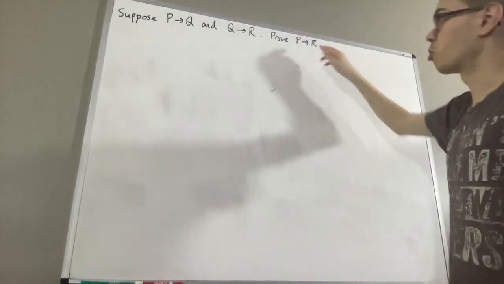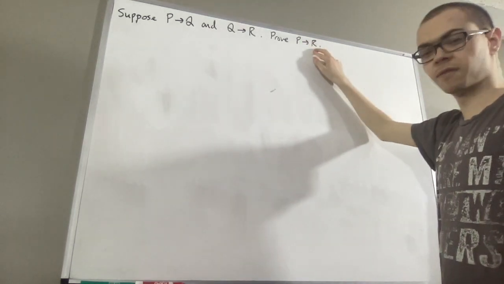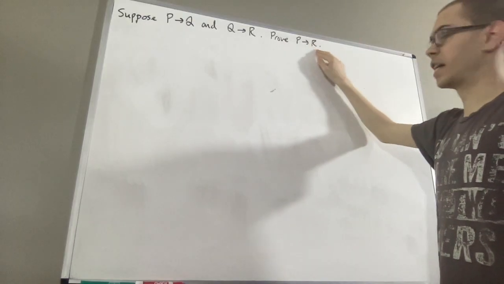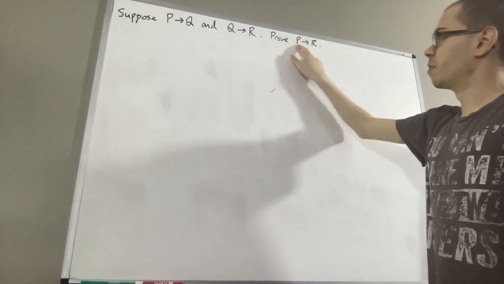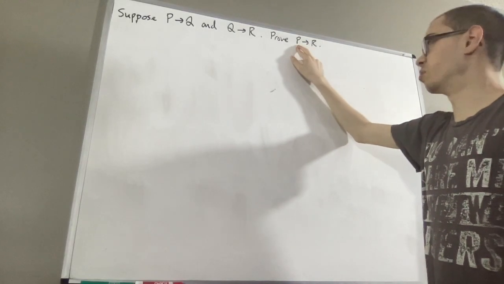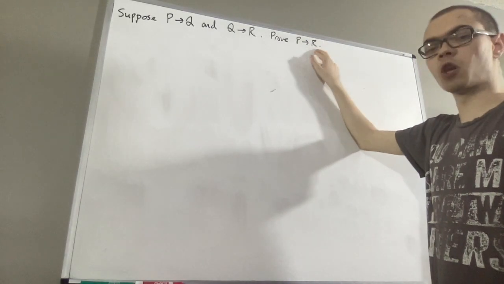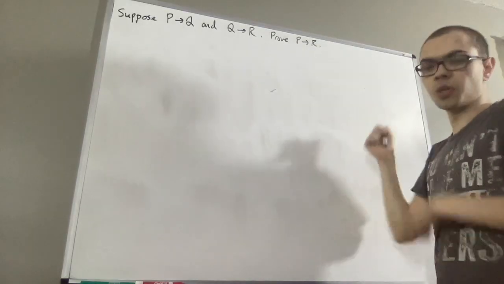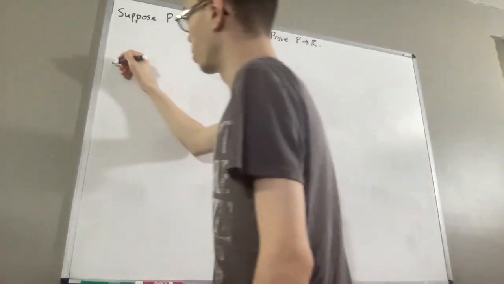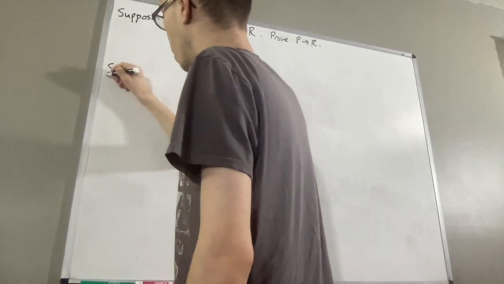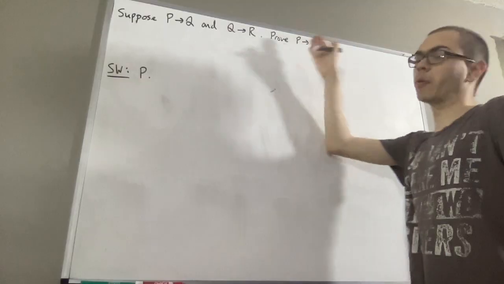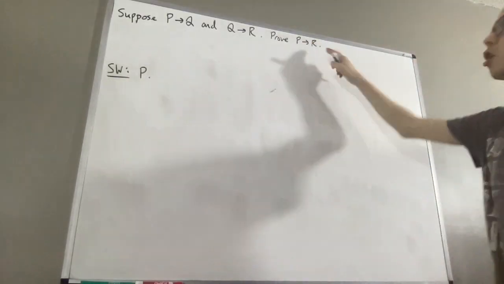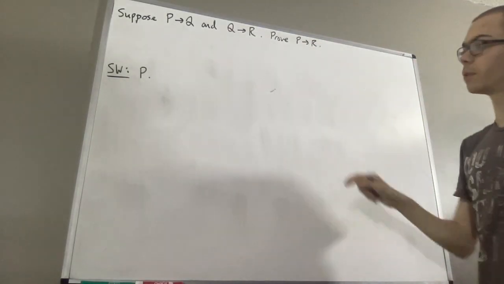So, we're trying to prove a conditional statement. When we're trying to prove a conditional statement, the first thing we could try is, if we make the assumption that P is true, can we logically deduce that R is true? So that's the technique we're going to try first. For our scratch work, we're going to make the assumption that P is true, and we're going to see if we can logically deduce that R must then be true.